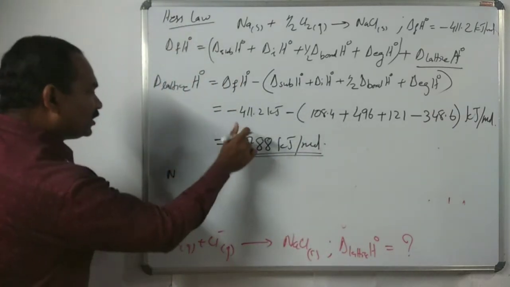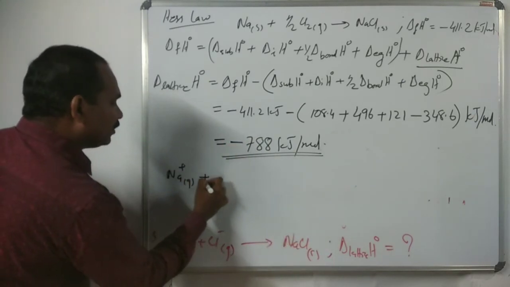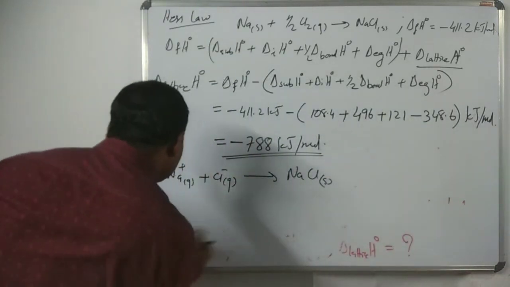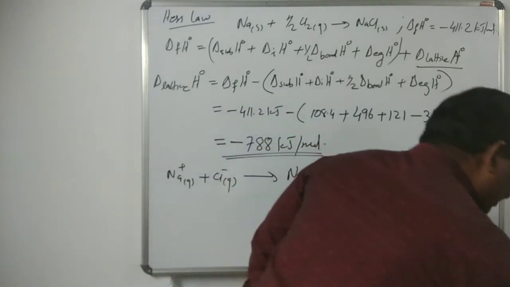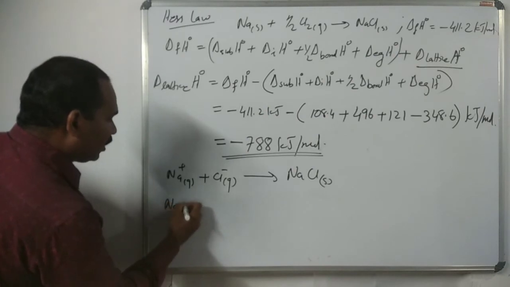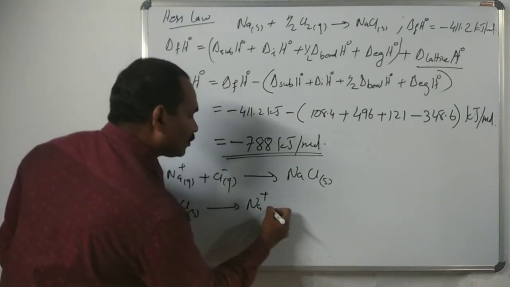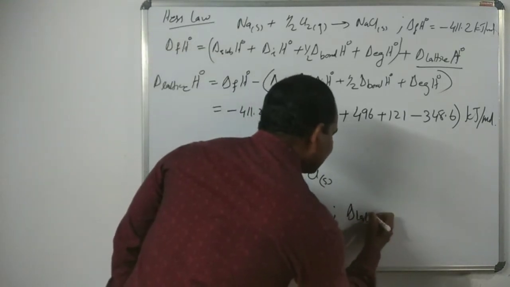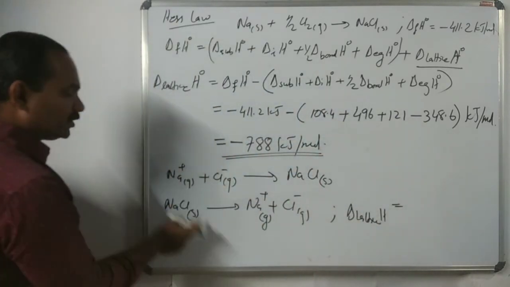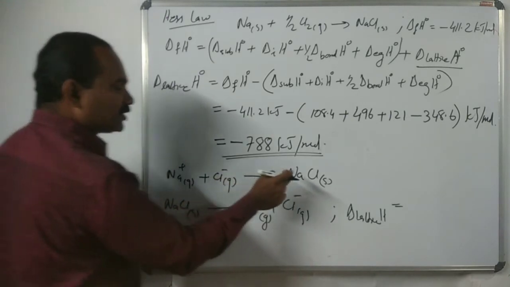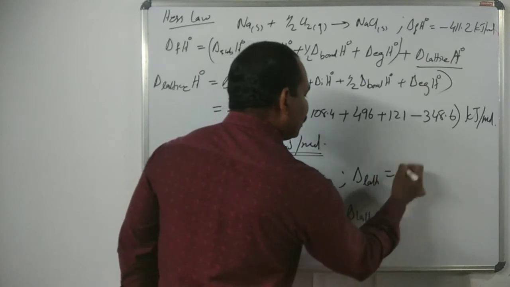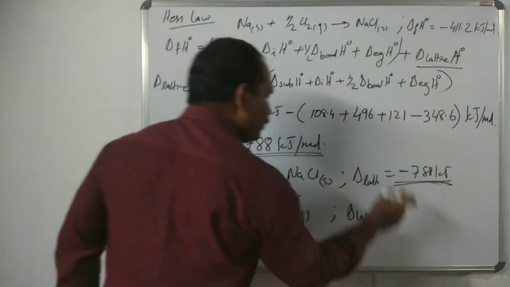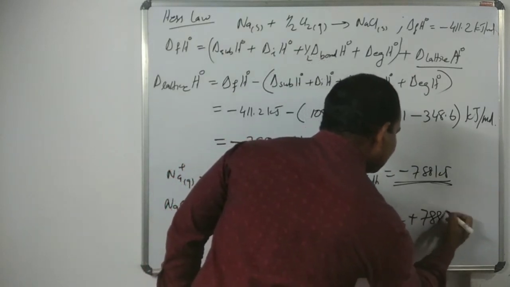Understand that this is the enthalpy change for Na plus gas plus Cl minus gas giving NaCl solid. According to the definition of lattice enthalpy, what is lattice enthalpy? An ionic solid dissociates into its gaseous ions. You just reverse the equation. Na plus gas plus Cl minus gas combines to form NaCl, with enthalpy change minus 788 kilojoule. When the reaction is reversed, the enthalpy change sign is reversed. So it is plus 788 kilojoule per mole.